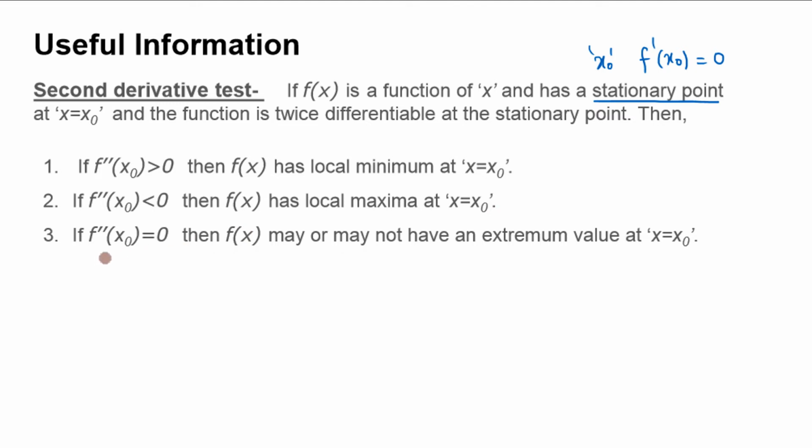If the second derivative of the function at x0 is 0, then f(x) may or may not have an extremum value at x equals x0. By extremum value we mean a point of maxima or minima.